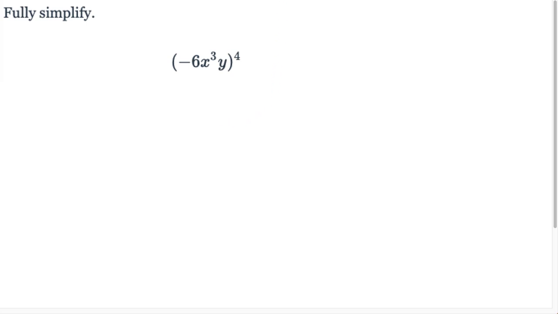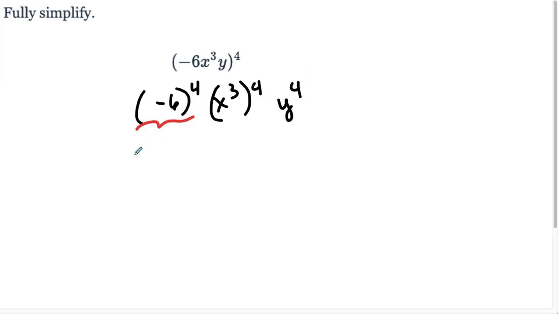Okay, so I'm going to expand it. Again, this is negative 6 to the fourth power, and then x to the third power to the fourth power, and y to the fourth power. So I'm going to say this is negative 6 times negative 6 times negative 6 times negative 6. In this case, you probably will need a calculator to know what 36 times 36 is, which is 1,296. And then x to the third power to the fourth power becomes x to the 12th power because you're multiplying 3 times 4.